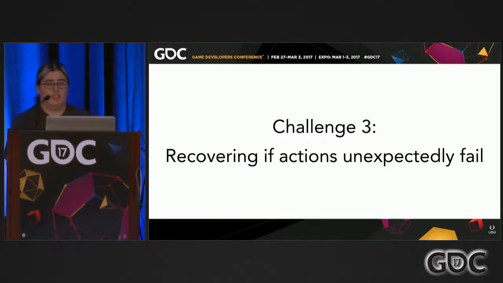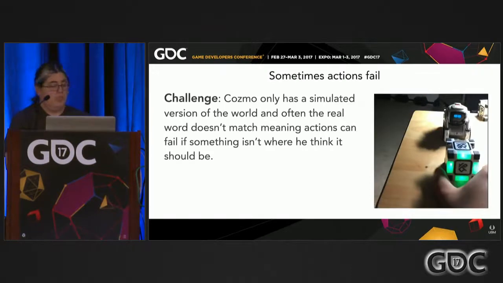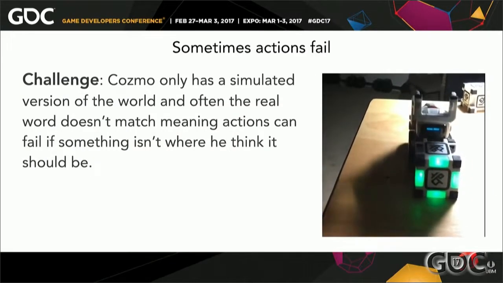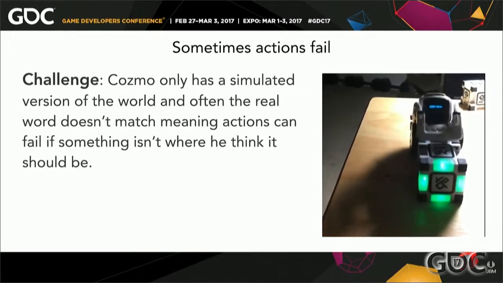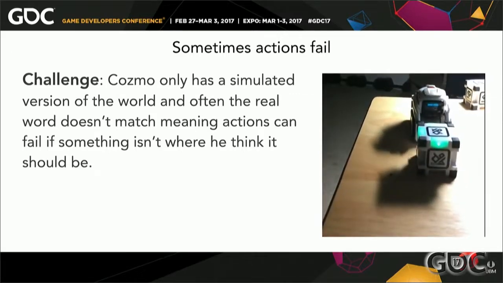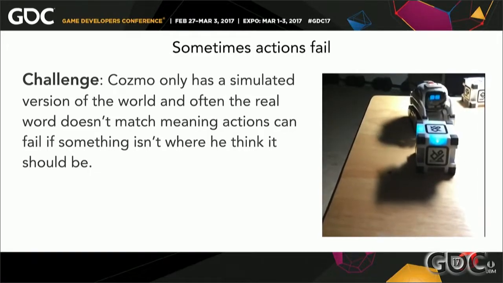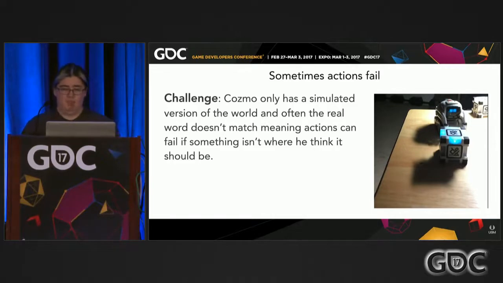So challenge 3. One of the other main issues that we ran into repeatedly was recovering when actions unexpectedly failed. This is an example of Cozmo successfully rolling a cube, which is one of the main activities he does. He drives up to it, and that's really cool. But you can tell there was an 8-second pause there where someone can break in and just move the cube.